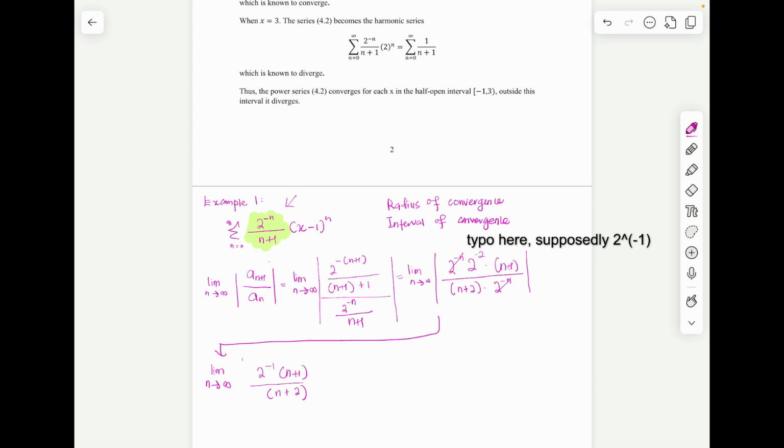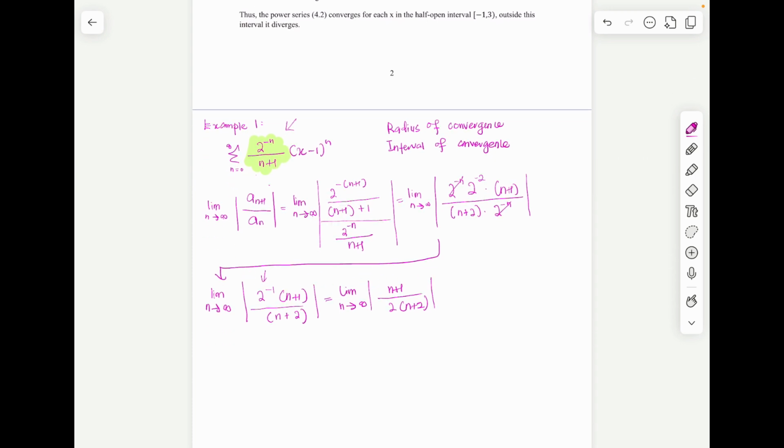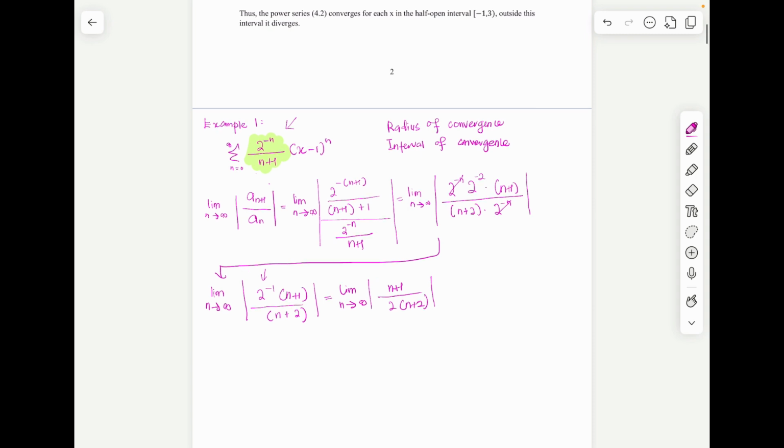Or you can rewrite it as (n+1) over (2n+2), because you can bring the 2 to the power of negative 1 to the denominator, then the power of negative 1 is removed. So this is how it looks, much simpler. Then you can solve for the limit. You can divide by n, or factor out n, or apply L'Hopital's rule.